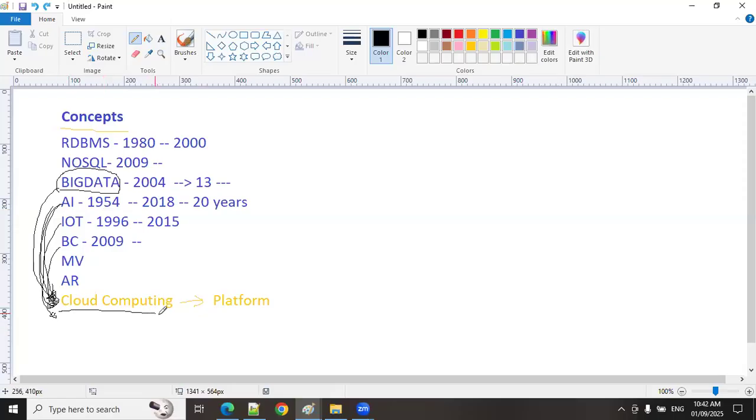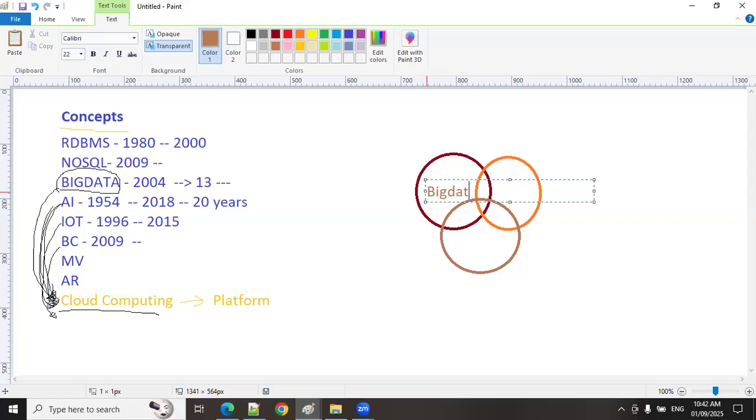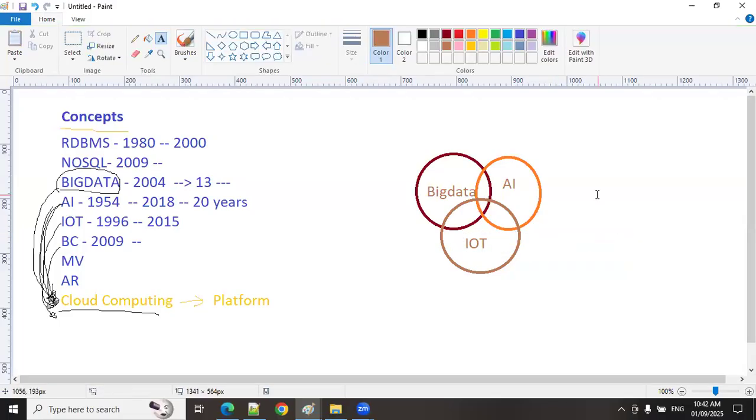So elaborating cloud computing, as I told you, how is the industry moving now? Let me put it here in a better way. Okay. These are the 3 concepts: big data, the concept of AI, the concept of IoT. All these 3 concepts work with each other, connecting to each other.